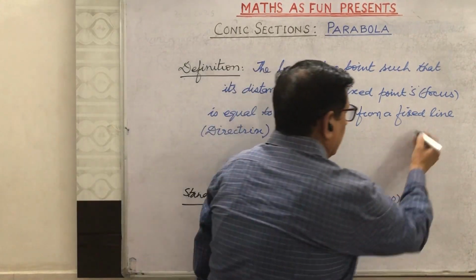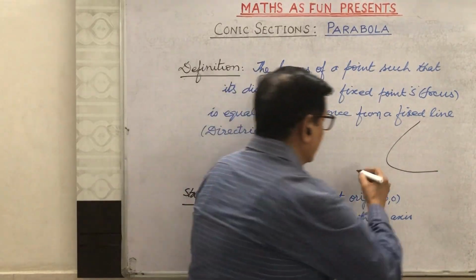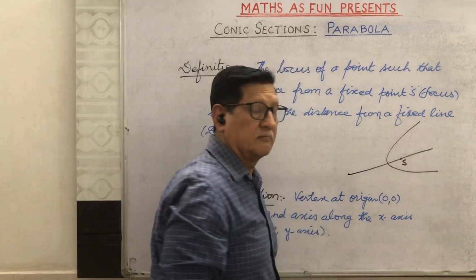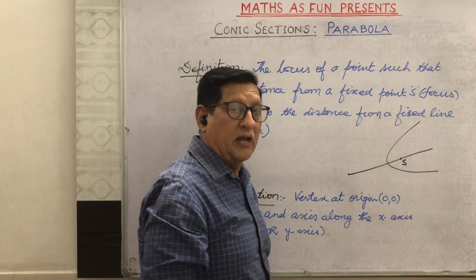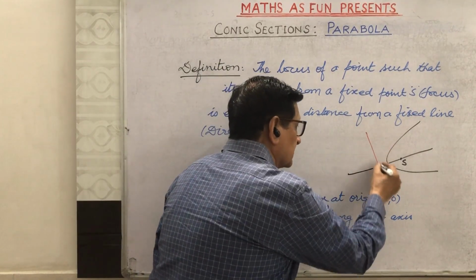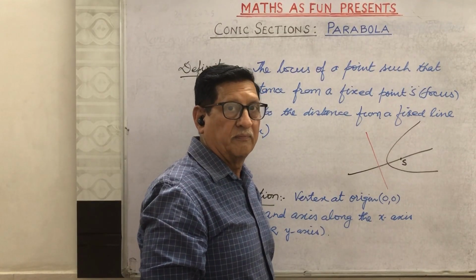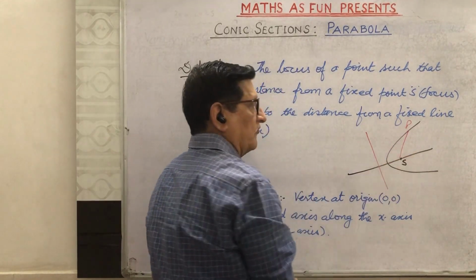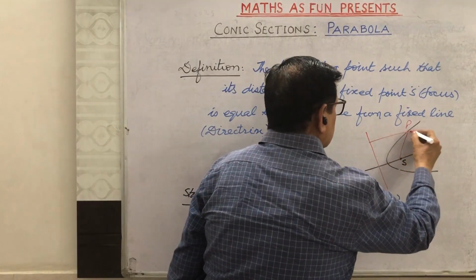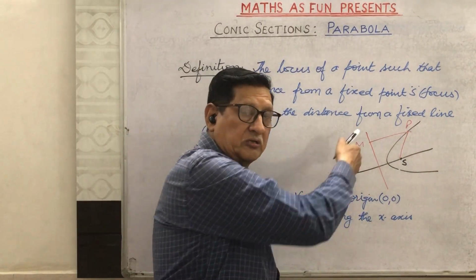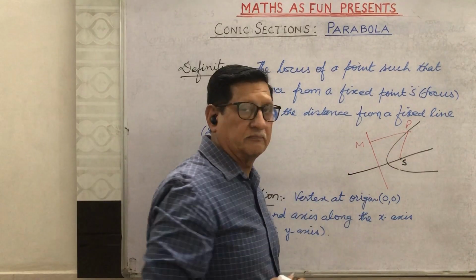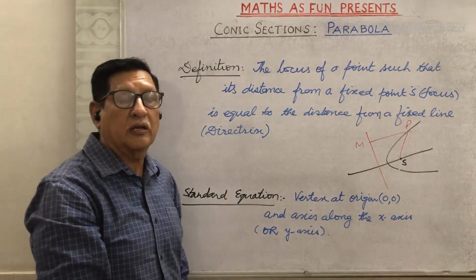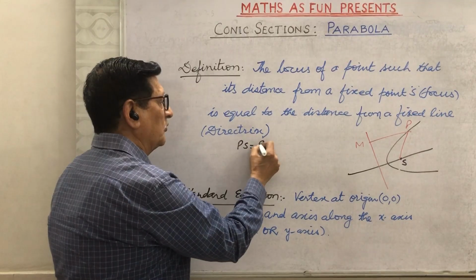So in case this is the parabola and this is the principal axis of it, this is the focus S and the directrix is this one. If we take a point P, the distance of P from the focus is PS, and the distance from the directrix is PM. PS and PM both are equal. PS is equal to PM.